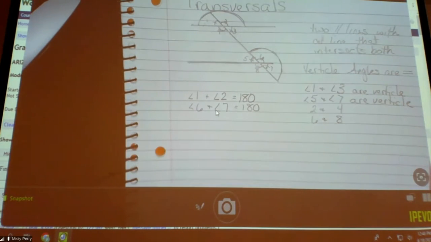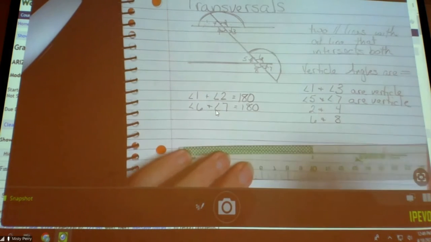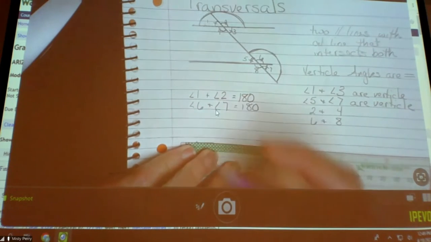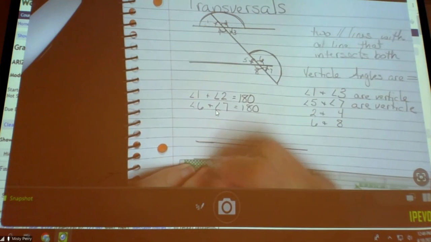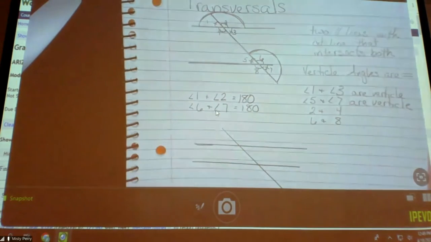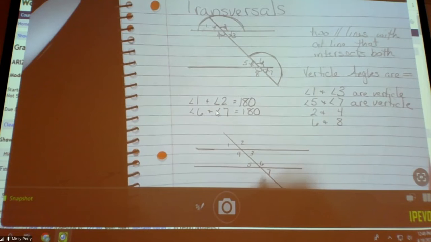Okay. That's very minimal basics of transversals. Now, I'm gonna make me a new transversal here. I'll make it smaller this time. There we go. Closer together. Okay, 1, 2, 3, 4, 5, 6, 7, and 8.